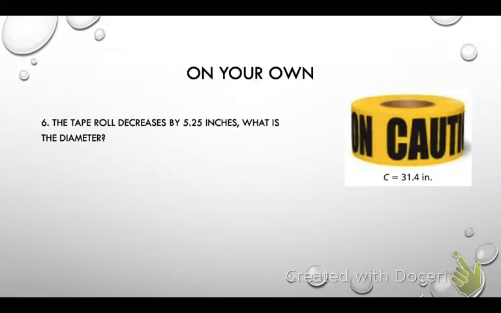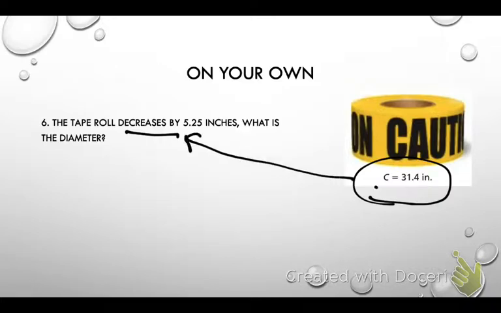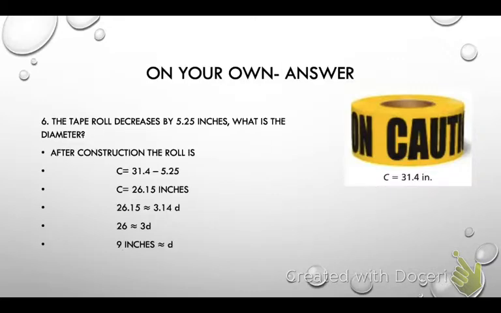Okay, now you're going to do one on your own, just like we just did. Here's your circumference. The roll decreased by that many inches. So take what you started with, subtract what you took away, and now you want to estimate the diameter of your roll of caution tape. So you should see a text box on the right. Put your answer in there. Okay, so here are my steps for solving, and I got about 9 inches. So remember estimating. You can use your calculator probably to get a more specific answer.